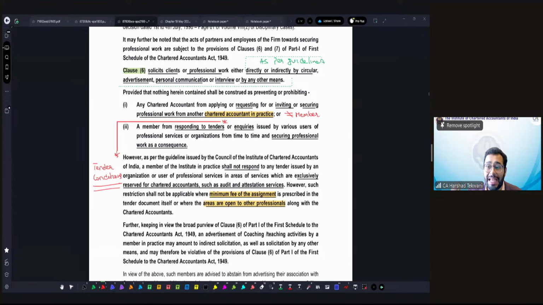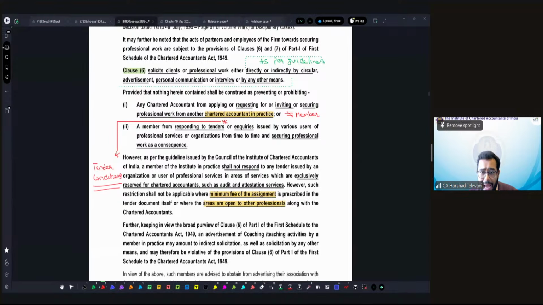Always go on the intent, what is being done, rather than the words. Always go on the intent for clause 6 and 7. Is it in the nature of advertisement? Is it in the nature of something that you are trying to get and solicit work, solicit clients through advertisement? If it is so, then it will not be permitted. But if it is something else, in that case it may be falling under the permissible area.